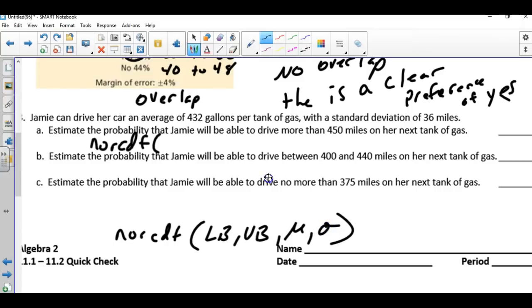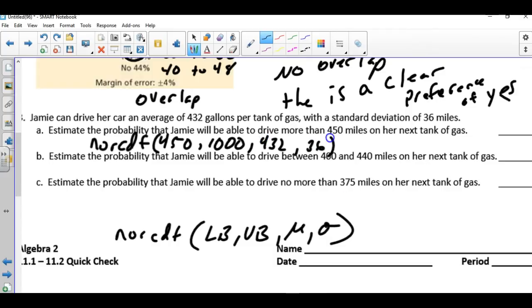So in this case right here, the mean is 432, the standard deviation is 36. For this problem, it says you drive more than 450 miles. More than, so 450 is your lower bound. You can just go up, whatever, 1,000, 10,000, who cares? You know what I'm saying? Just pick something that's significant. Then 432 and then 36.